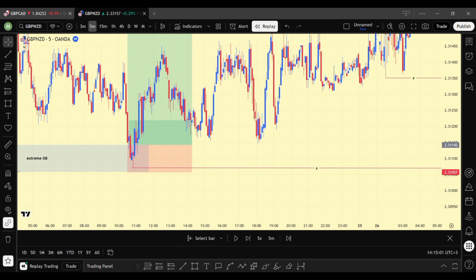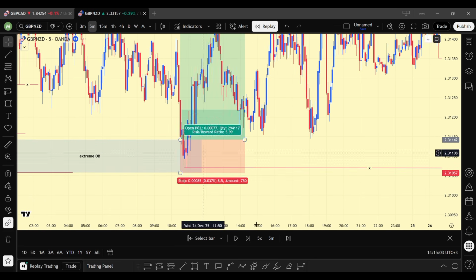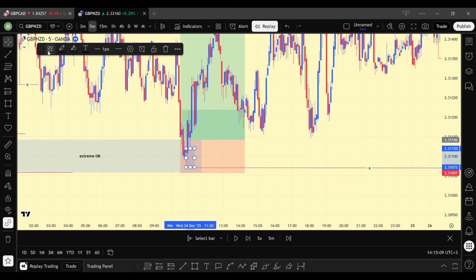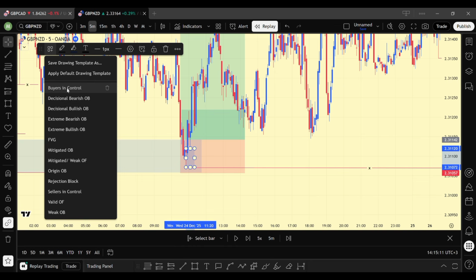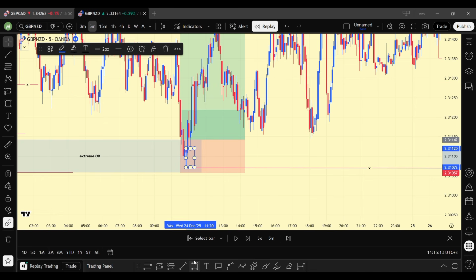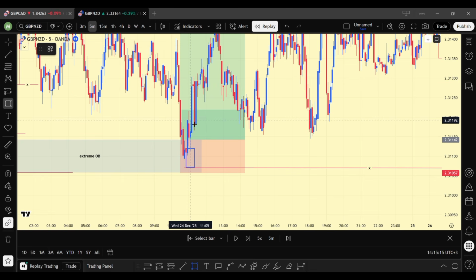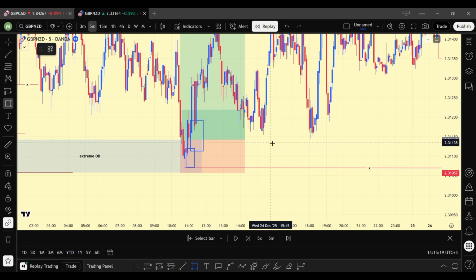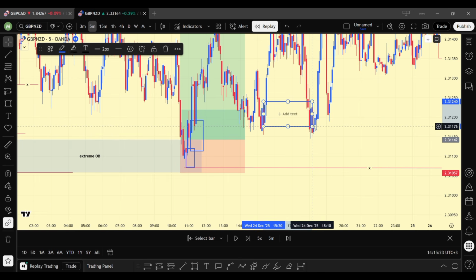So right here on the M5, if I am to start exactly here, I can clearly see that this here was mitigated. So let me use this. Right, so you can see that that was mitigated, and the next one was also mitigated. Okay, so this one here also, you can see it's mitigated.